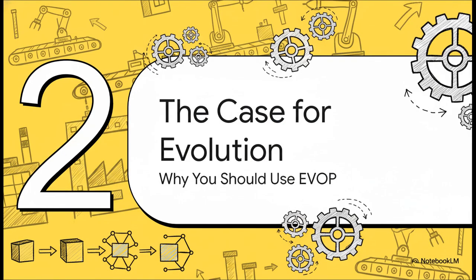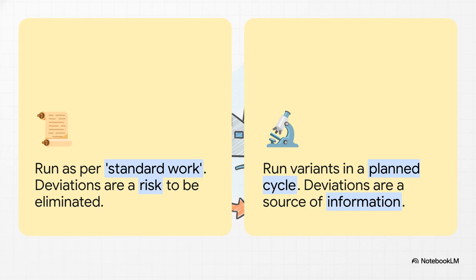So now that we've got the what, let's really dig into the why. What's the big strategic advantage here? Why would you shift from that classic, if it ain't broke, don't fix it mentality to one of constant, controlled tinkering? This chart just perfectly illustrates the paradigm shift.